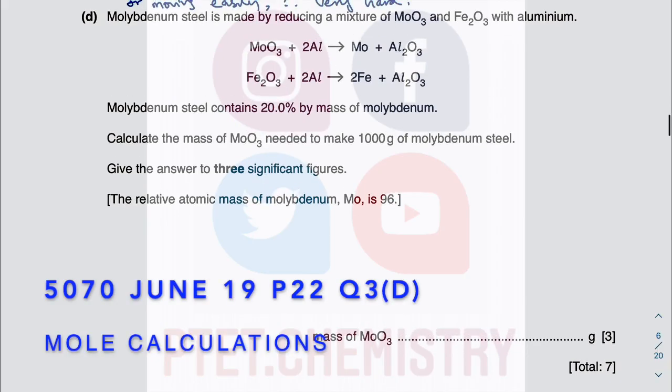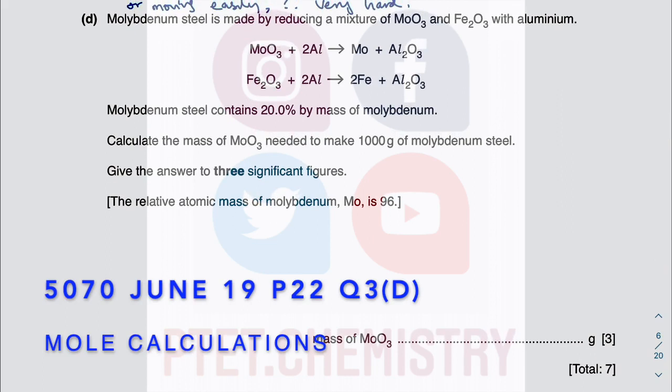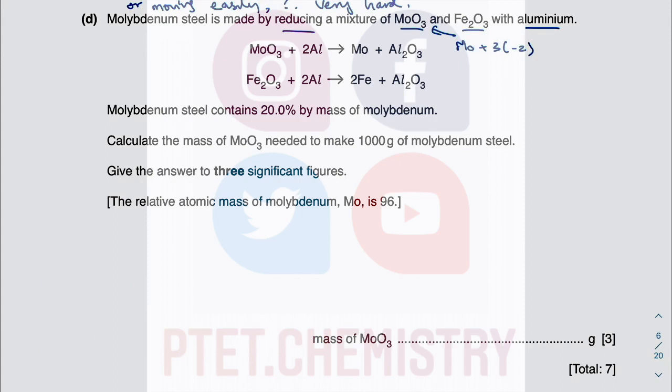Alright, next bit is a calculation. So what do we have? We reduce a mixture of that and that with aluminium. So in case you don't know, that is Mo plus 3 times minus 2. The oxygen is in a compound, so it's at minus 2. You have 3 of it. The compound has no charge, so it's overall 0.